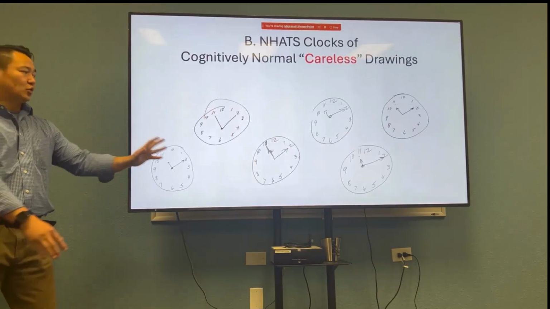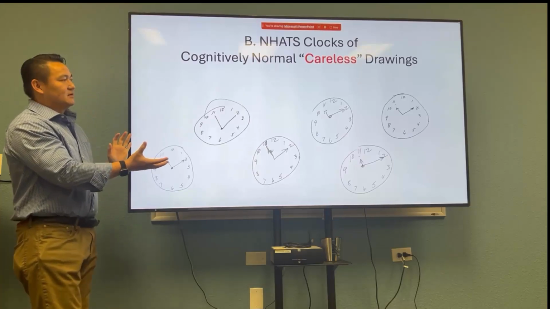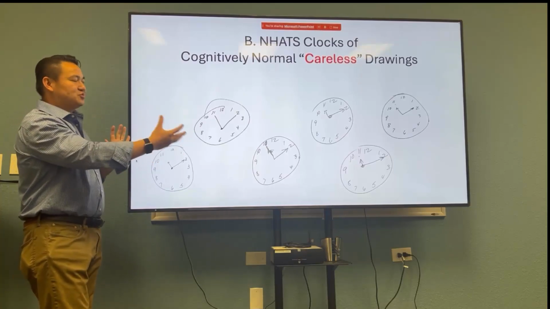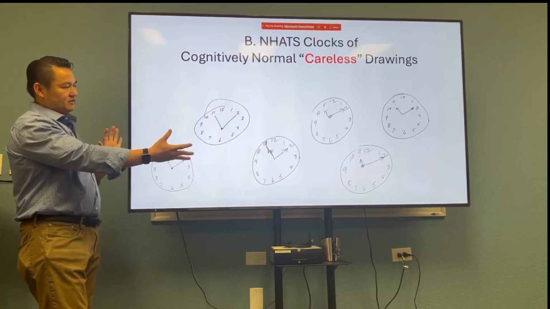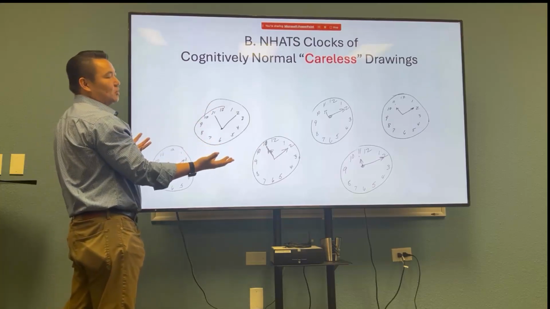So these are clocks also drawn by normal people. We know that from the whole battery of tests they've taken, right? It's just that they drew these clocks 10 years before the app was invented, so their rules were different. They were allowed to draw this because a human interpreter can look at this and say, yeah, that's a normal clock. You know what I'm saying?